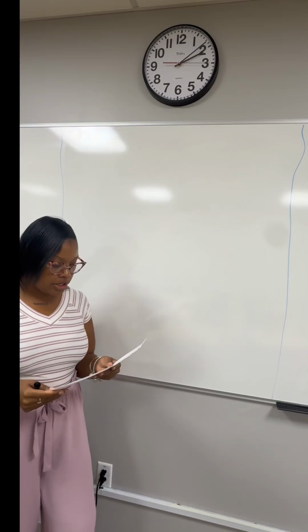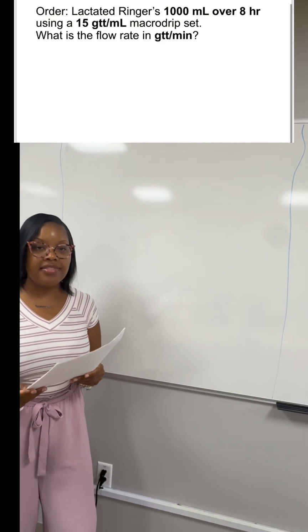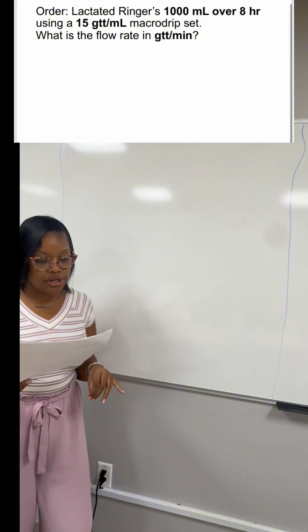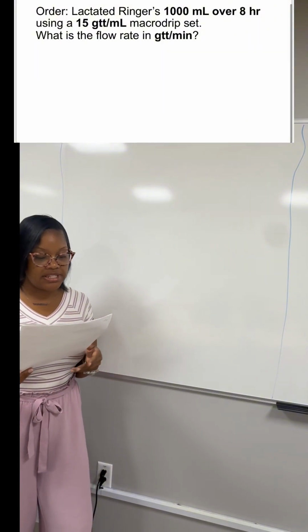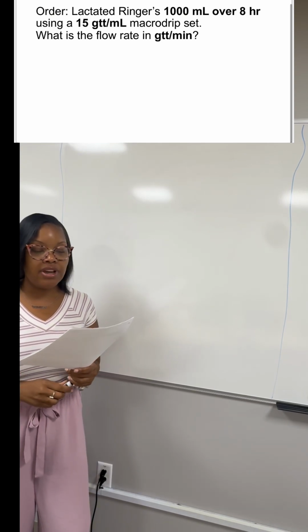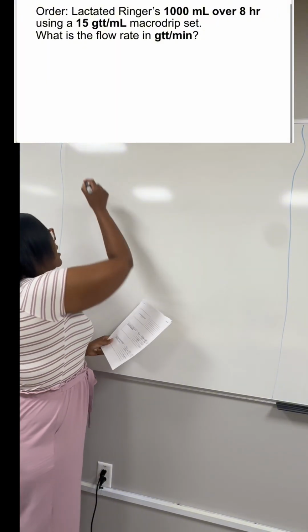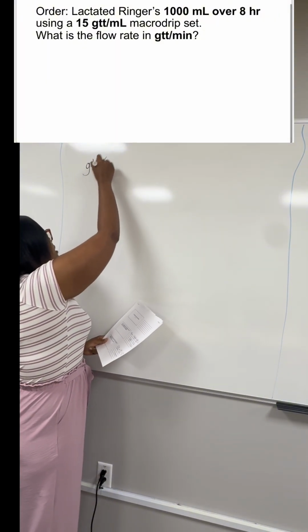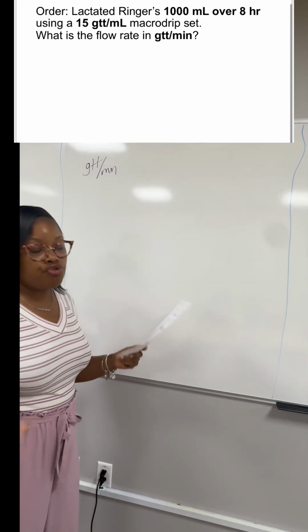Let's get started. The first problem says that the order is for lactated Ringer's 1,000 mLs over 8 hours using a drop factor of 15 GTTs per mL macro drip set. What is the flow rate in GTTs per minute? First, what I like to always do is write to the side what my answer needs to be in. So drops per minute, GTT per minute, which is drops per minute.